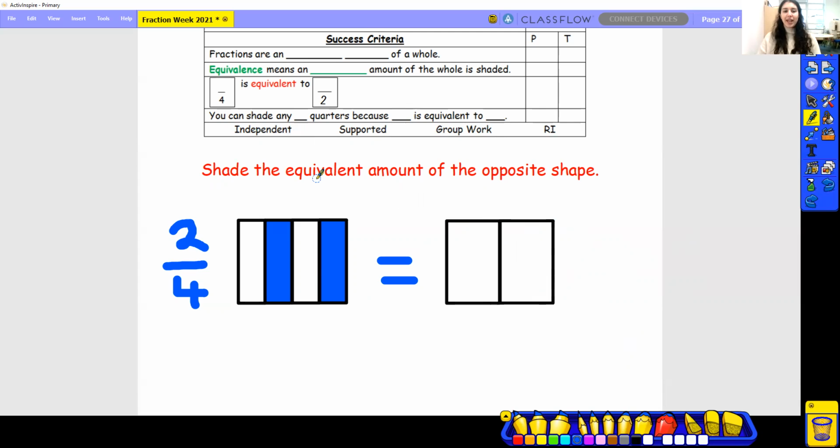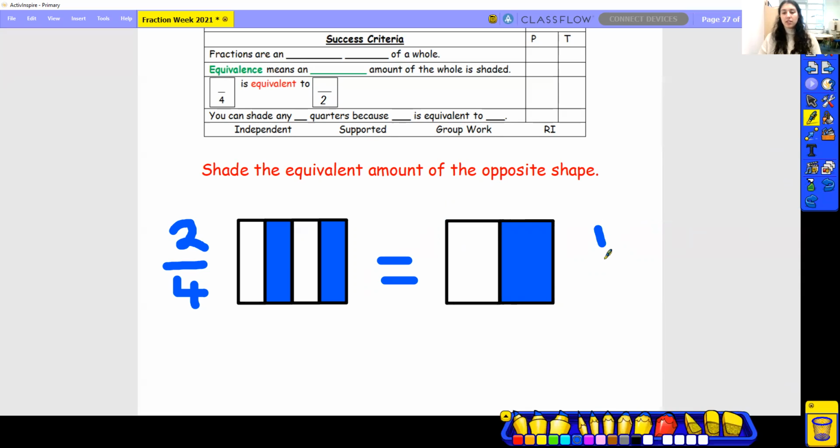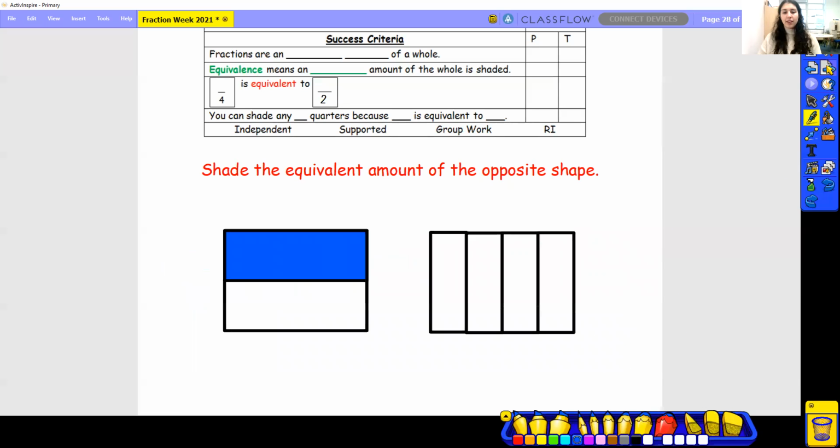Well, hopefully you will have said that 2/4 is equivalent to 1/2. Well done. So when I have 2 equal parts, I must shade one of them in to be equivalent. There you go. So well done if you said that.